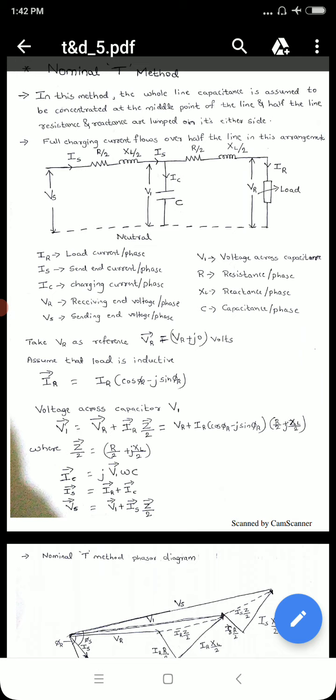So we are going to take VR as the reference as previously, that is, the receiving end voltage we consider as the reference one. So we will write VR plus J0. Assuming that the load is inductive RL, we will write IR is equal to IR cos phi r minus J sin phi r, where phi r is the angle between IR and VR.